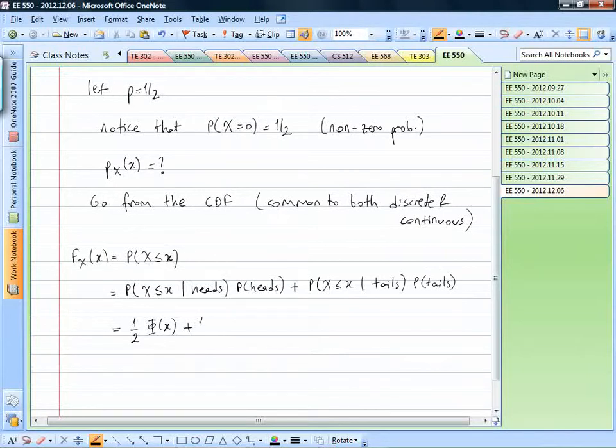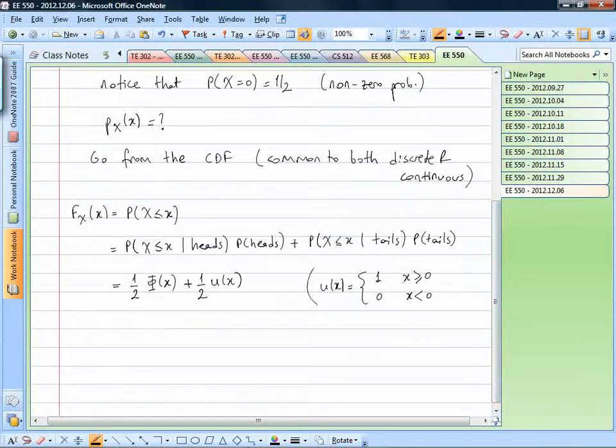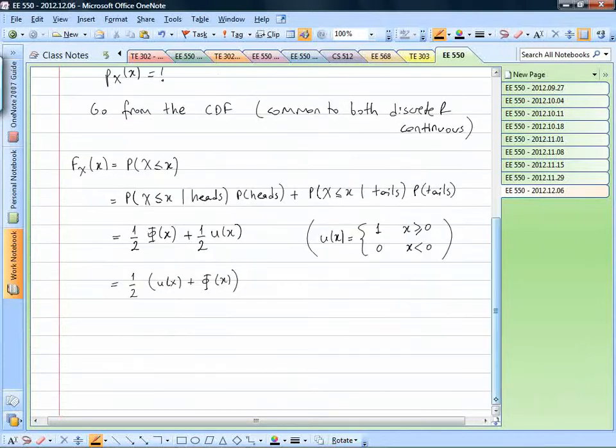And what about the tails part? There's a probability mass at X equal to 0, so this is actually 1 over 2 times u of x, the unit step function. Let me define it here if you don't remember it: 1 if x is greater than or equal to 0, and 0 if x is less than 0. So with this definition we can easily see that the CDF is equal to 1 over 2 times u of x plus phi of x.